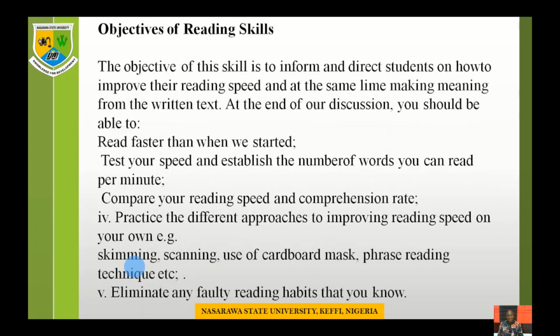What are the objectives of reading skills? Now, the objective of this skill is to inform and direct students on how to improve their reading speed at the same time making meaning from the reading text. So, at the end of this discussion or this course, we expect that you should be able to, one, read faster than when we started. Your speed of reading should be faster than when we started.